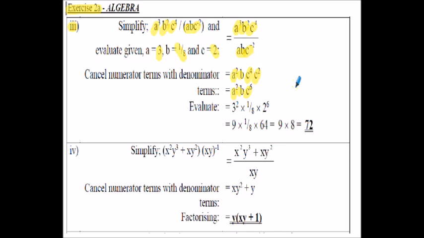Now I've simplified it algebraically, I just put my numbers in. A is 3, so that's 3 squared multiplied by the b, which is 1 upon 8, multiplied by the c, which is 2 to the power of 6. Evaluating that, you get 72.